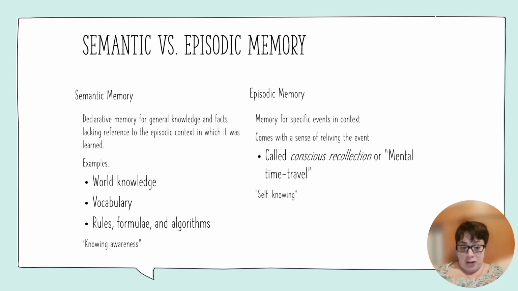So again, just to compare semantic and episodic memory really quick. Episodic memory is memory for specific events in a particular context that includes conscious recollection or mental time travel, as opposed to semantic memory, which is an explicit memory system for general knowledge and facts, which lacks reference to a particular episode or event that was learned. So this could include everything from world knowledge to vocabulary to rules and formulas and algorithms, whereas episodic memory includes specific episodes or events throughout one's personal life.